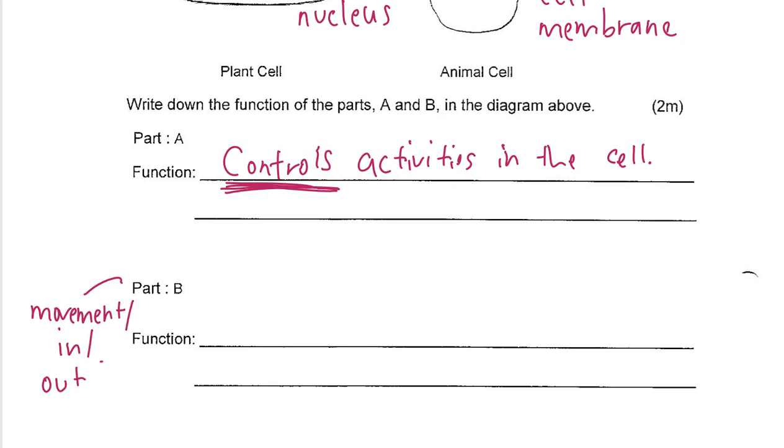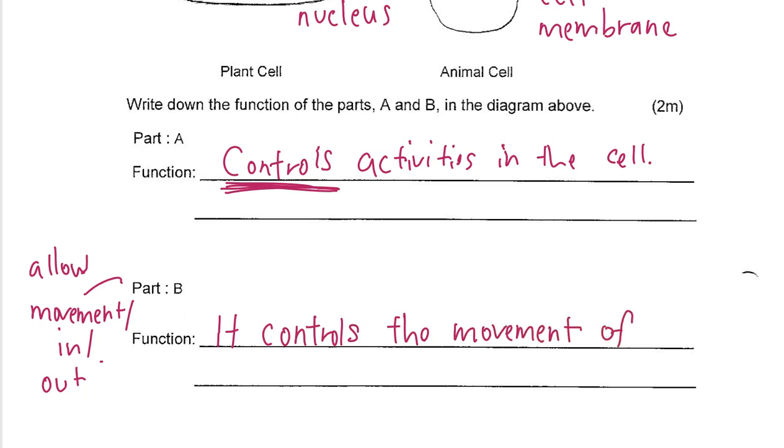So these 3 words. Okay, so some of you have used the word allow. That's fine as well. So what does a cell membrane do? It controls, alright, the movement. There are many of you who are still using the word things. They are not things, they are materials. And these materials can be oxygen, waste, carbon dioxide.